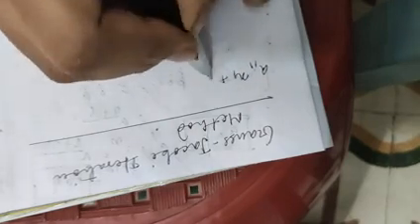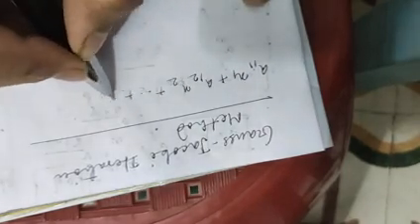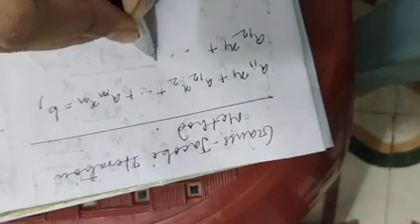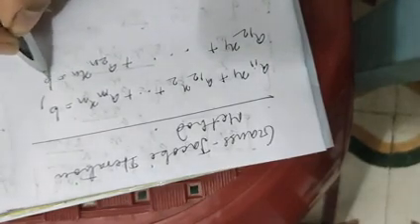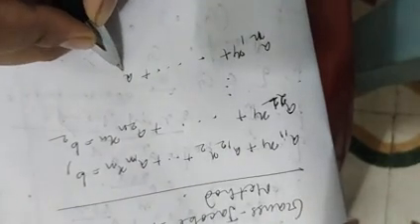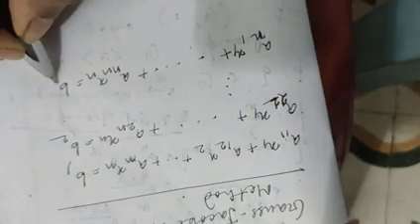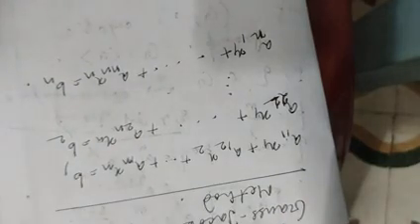Okay, so at first, starting with the set of equations: a11x1 + a12x2 + ... + a1nxn = b1, a21x1 + a22x2 + ... = b2, and so on. This is the set of n equations with n unknowns.